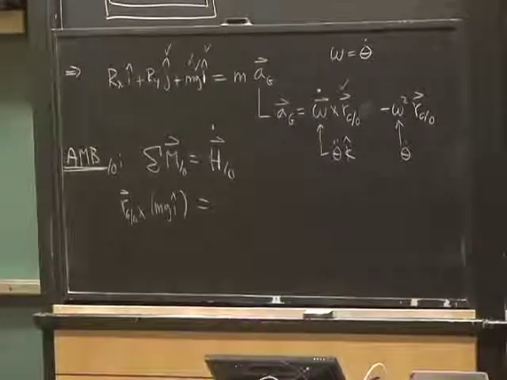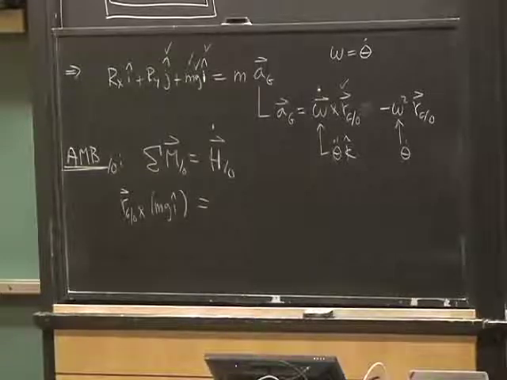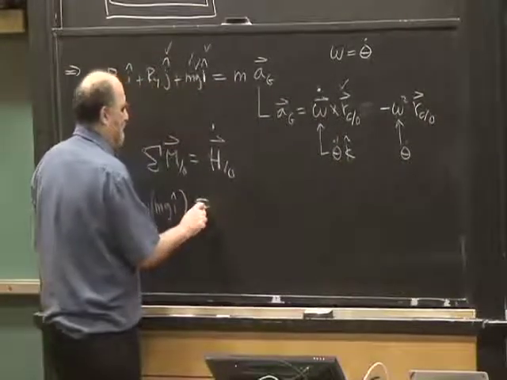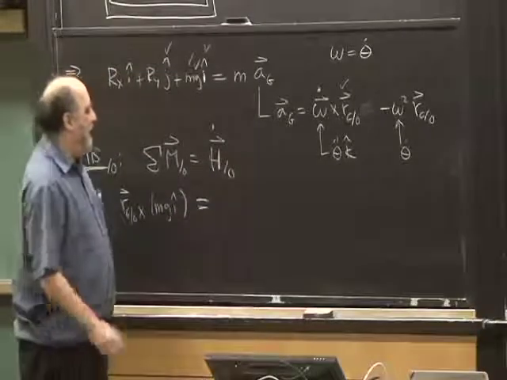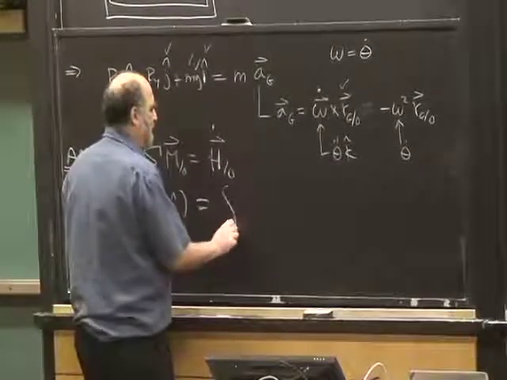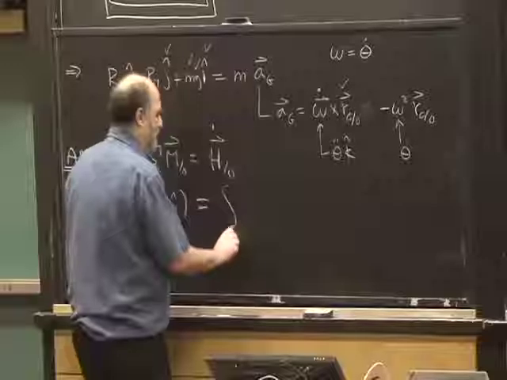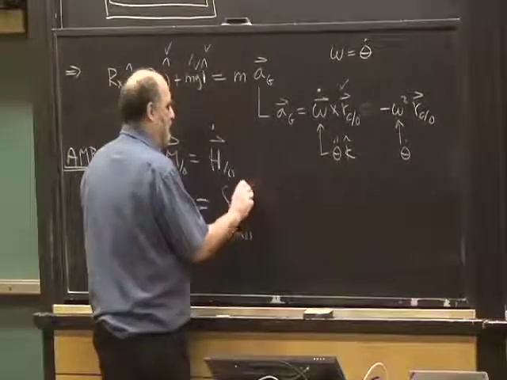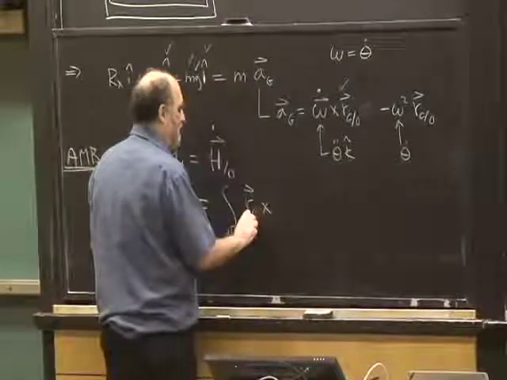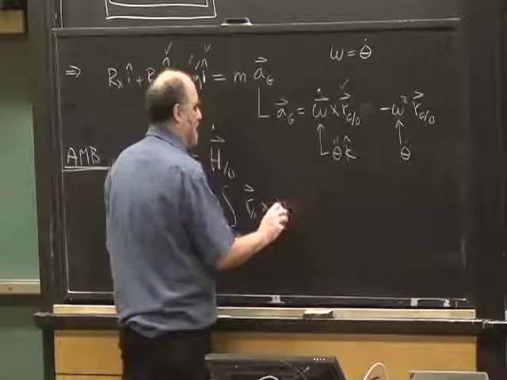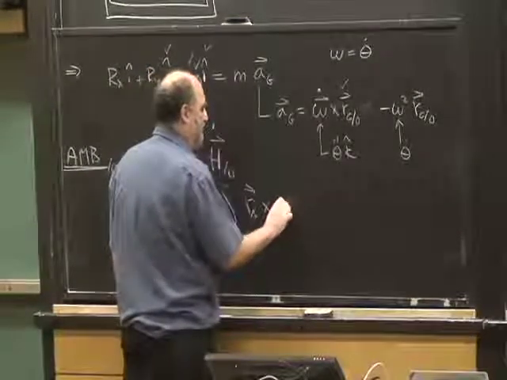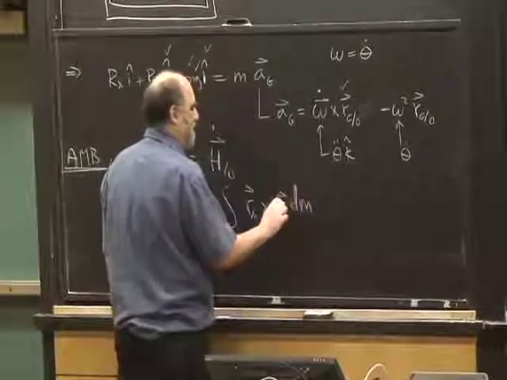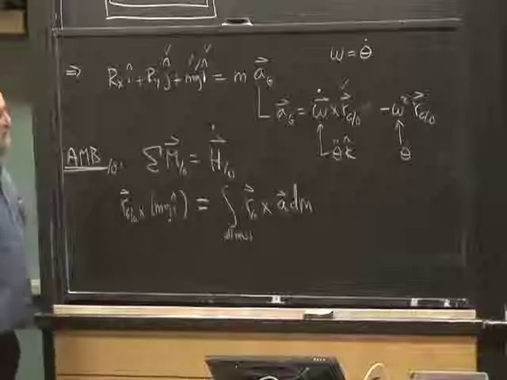Now the right-hand side we have to work out. We have this system with distributed mass. We have to add up over the whole object, so over all the mass, what is the contribution to this angular momentum. If you just had one bit of mass, we would look at the acceleration of that bit of mass. But we don't have one bit of mass. We have lots of bits of mass, and we have to add up over all the bits of mass.